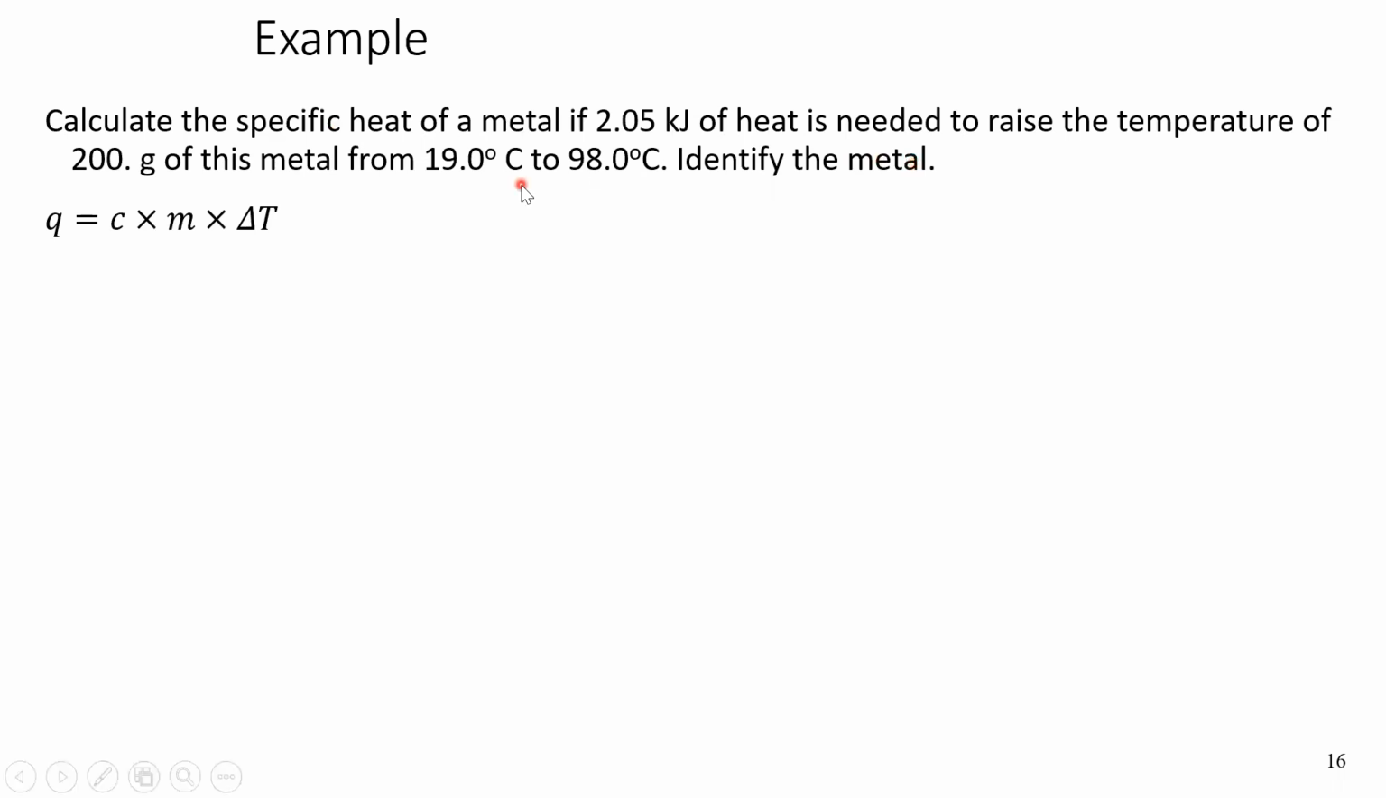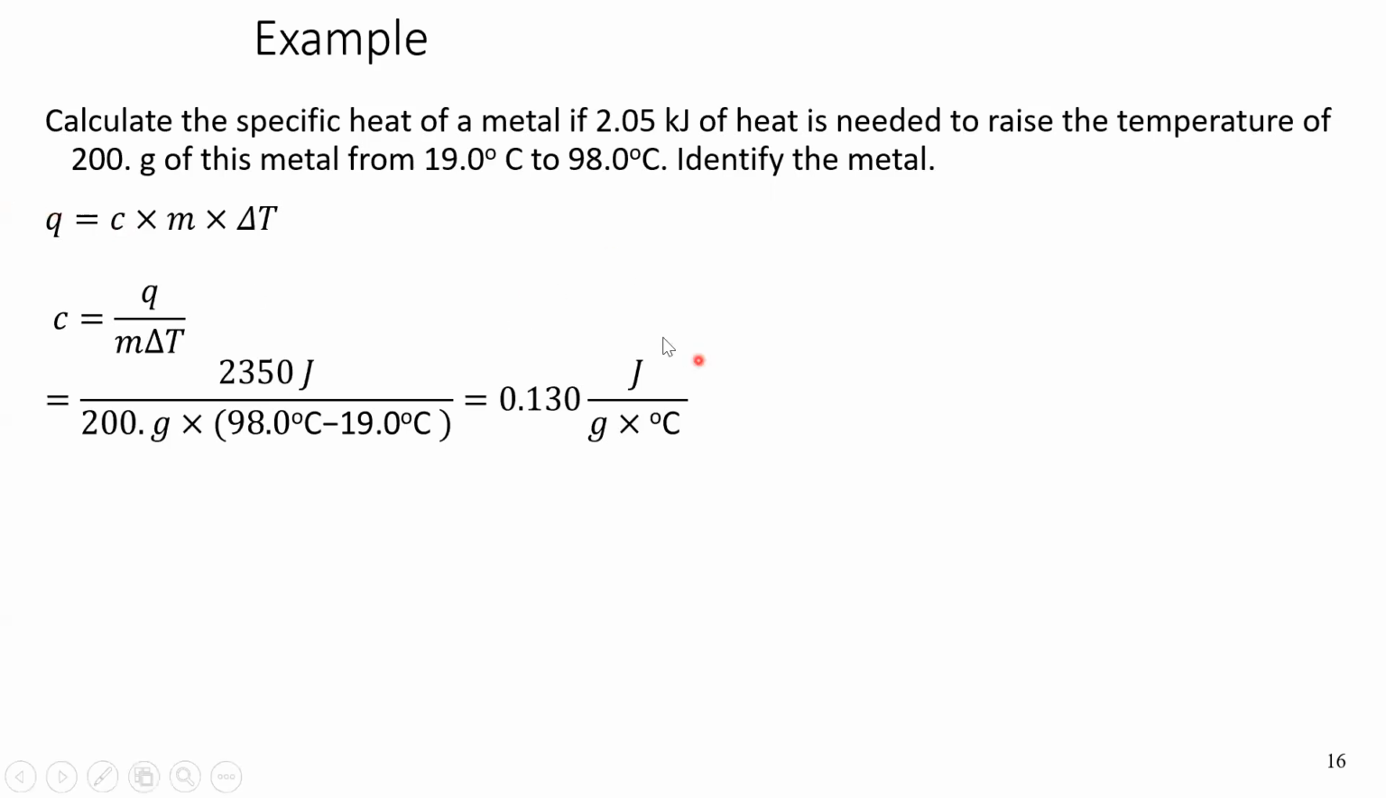This time, in order to identify the metal, we need to calculate the specific heat. We know Q, we know M and we know delta T. So we're going to be calculating the specific heat. Let's do that part first, and then we'll go on to the identifying the metal part. To calculate C, you're going to have to divide both sides by M and divide both sides by delta T. Remember again, the way that you calculate delta T is taking the final value minus the initial value.